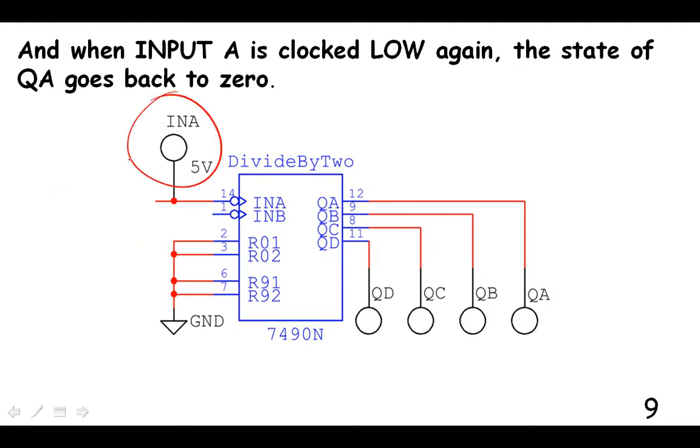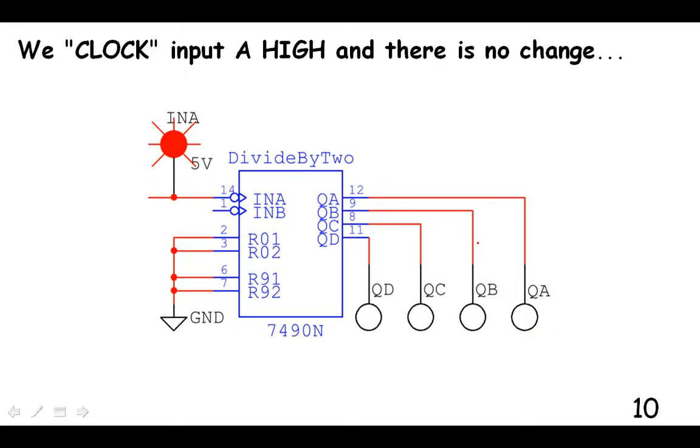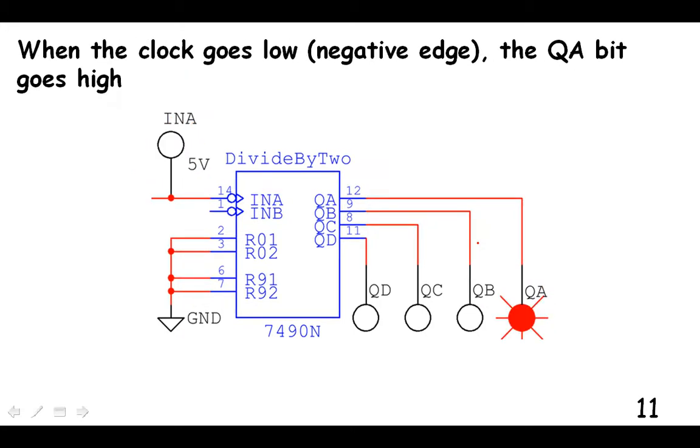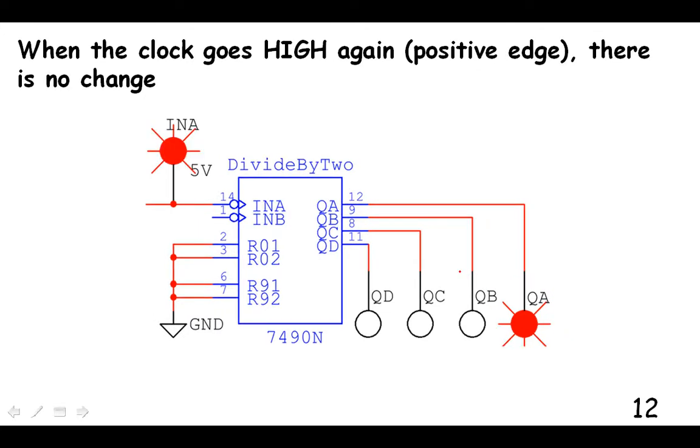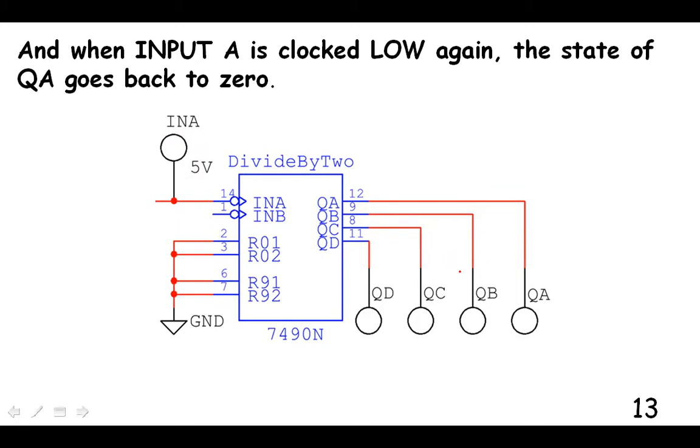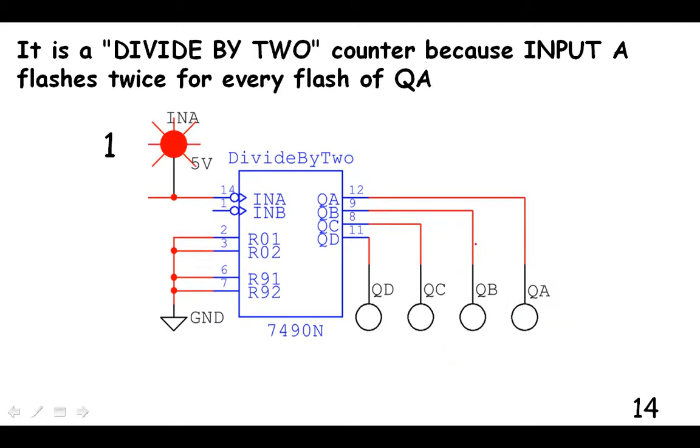So now the input goes down, and then QA went to 0 again. Again, we go high, nothing changes, goes down, this goes up. You're getting the idea. When it goes high, there's no change. It goes low again, and the state of QA goes back to 0. So that's a counter. It counts from 0 to 1 on this pin.